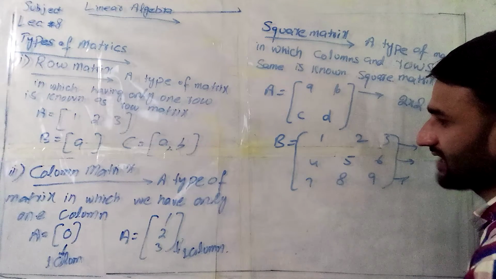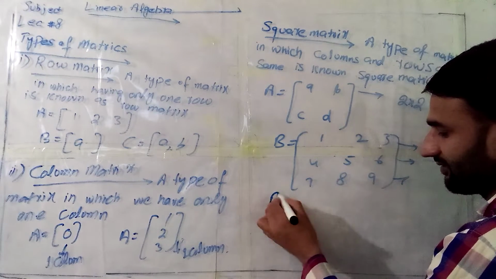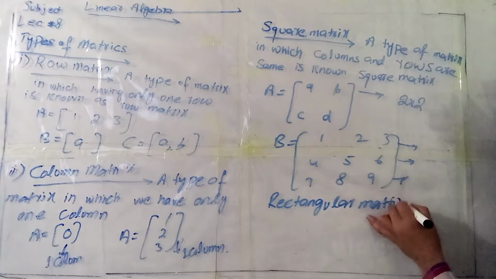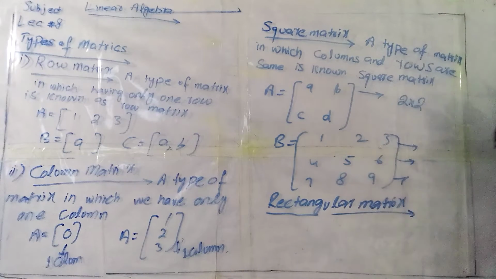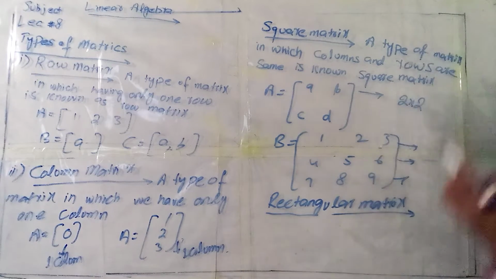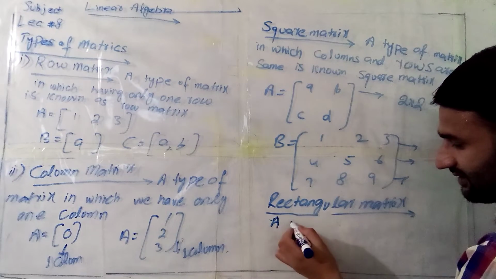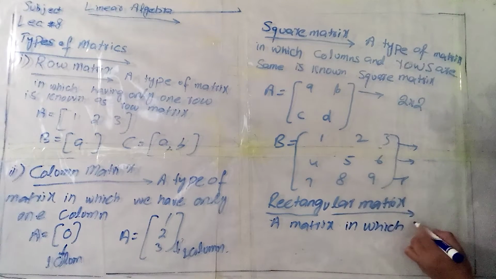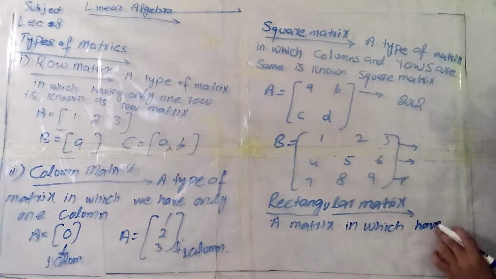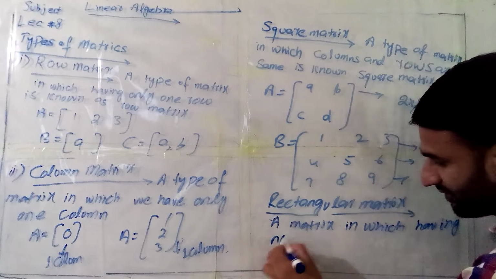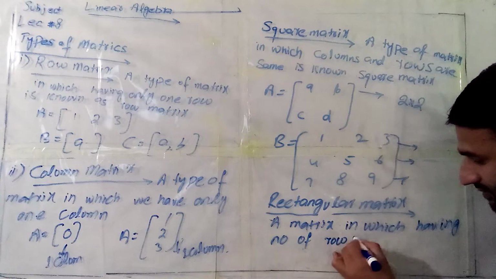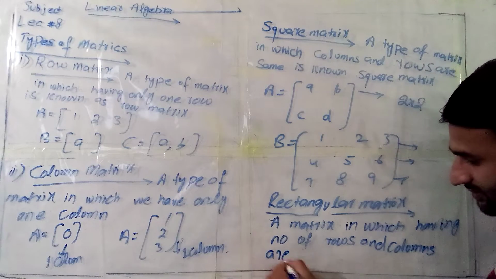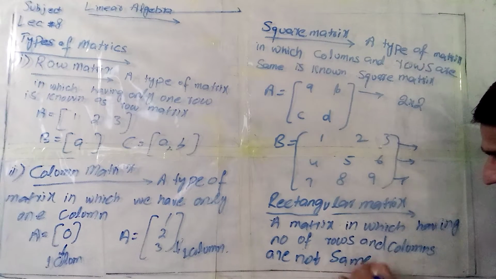Now I'm going to discuss the next definition, the rectangular matrix. What is meant by a rectangular matrix? A matrix in which the number of rows and columns are not the same.